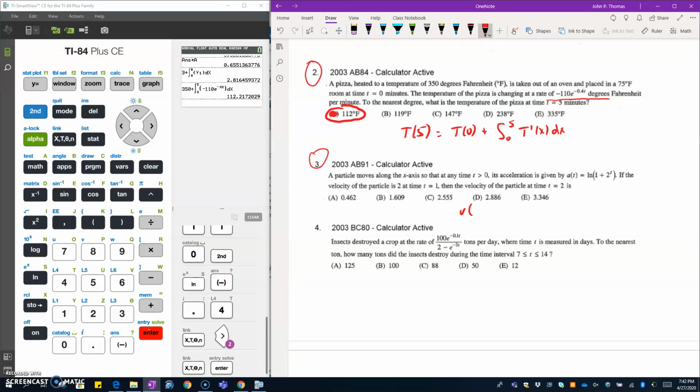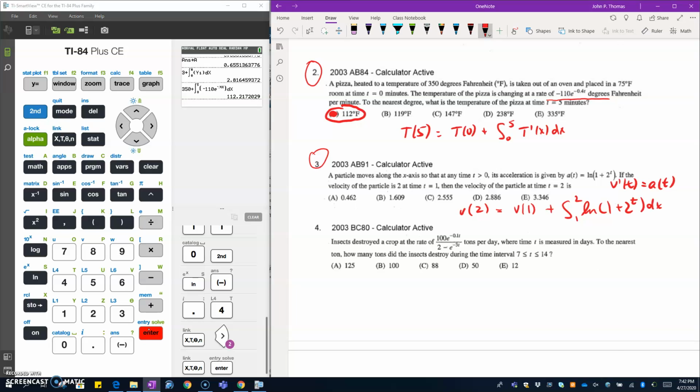If the velocity of the particle is 2 at t equals 1, then what's the velocity at t equals 2? So we want to find velocity at t equals 2. We're going to take the velocity we know, which is at 1, plus our accumulation of change from 1 to 2 under the v prime. But v prime of t is our acceleration. So we're going to take our acceleration in there, so ln of 1 plus 2 to the t, dt.